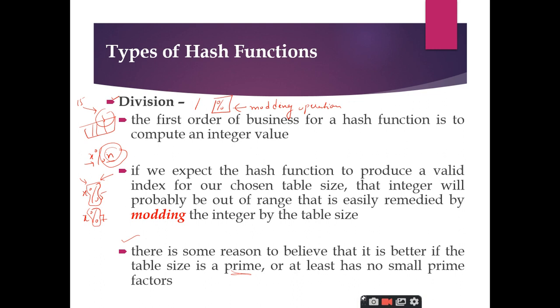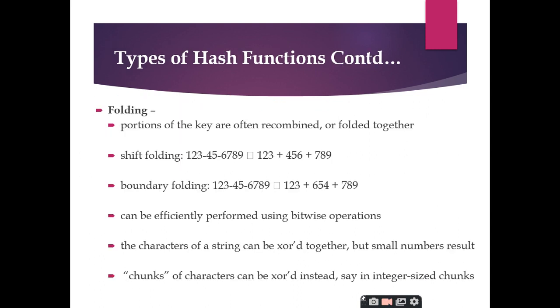So when we make use of a prime number, these qualities, the requirements of a good hash function, may be satisfied. And coming to the second type of hash functions, it is the folding method. What do you understand by folding?